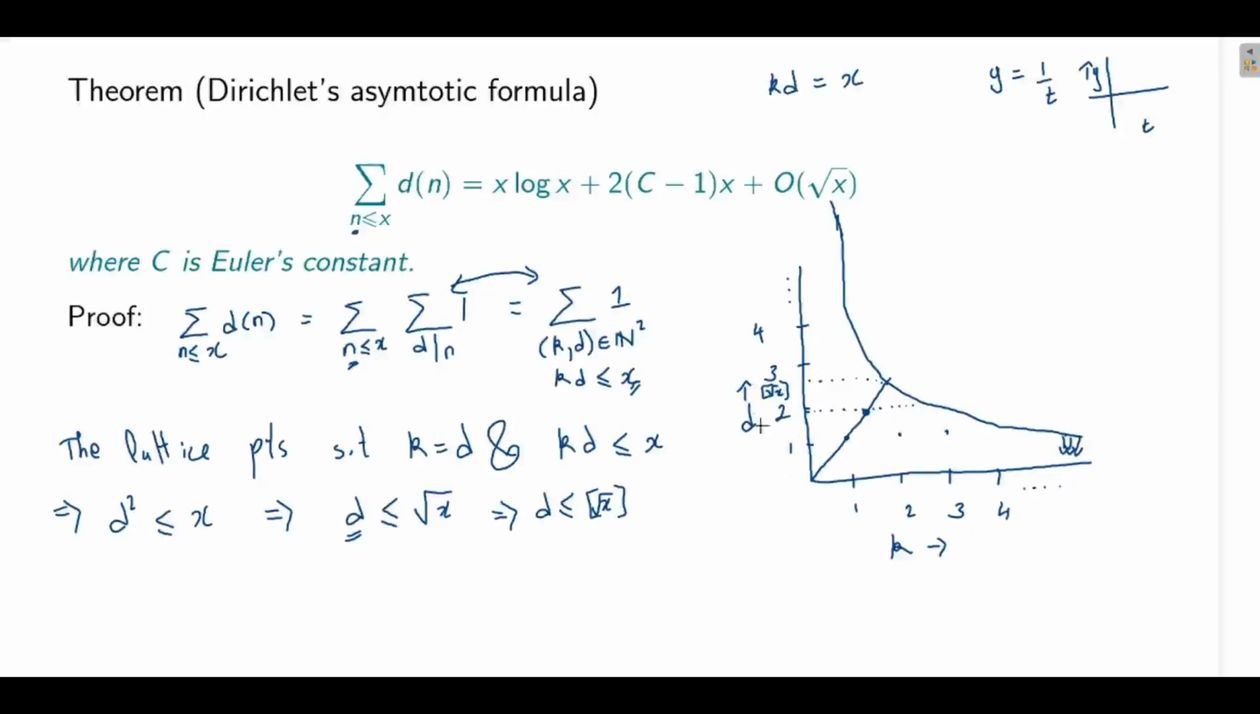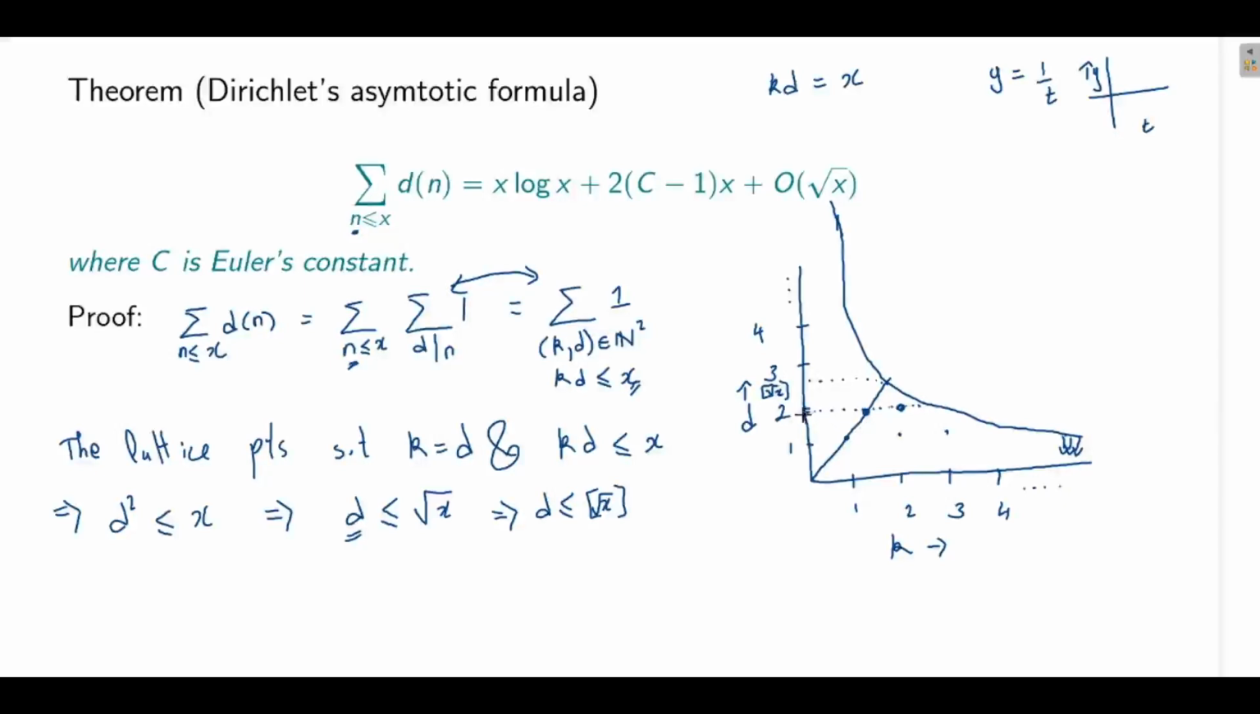So we can vary d between 1 to the greatest integer of square root of x, and for each of them we will count the number of lattice points that lie in this section. Okay, so you can see just 2, but you might have more if you are lower. So it depends on your x value. Okay, so let's count the number of points that lie on each of these.